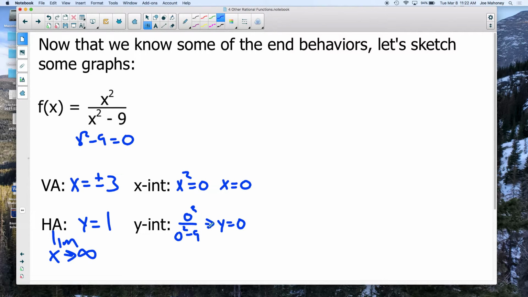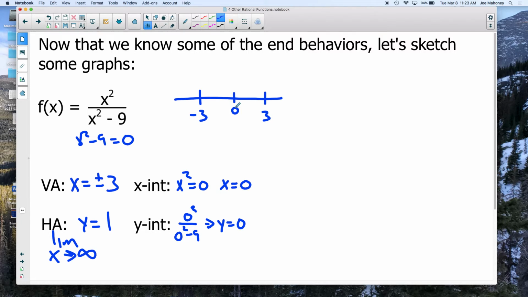Now, what's going to help us here as well is a sign chart. So let's make a little graph of what the signs are doing. So I have a value at negative 3 and positive 3. Those are for our asymptotes. It looks like it crosses the x-axis at 0 as well, so we'll include that in there as well.